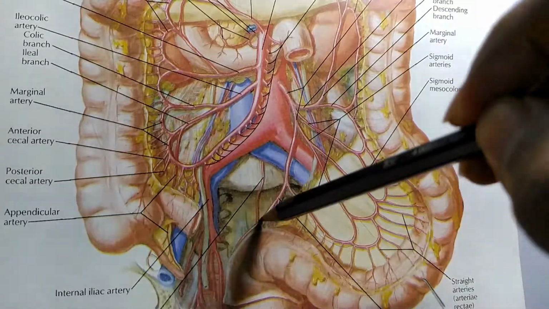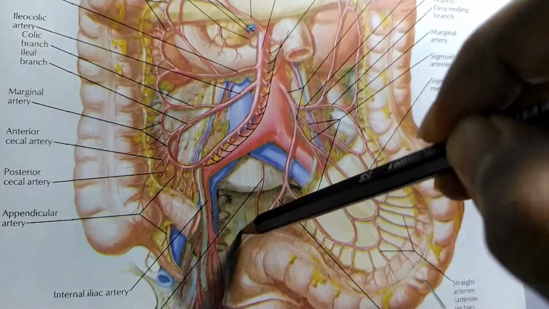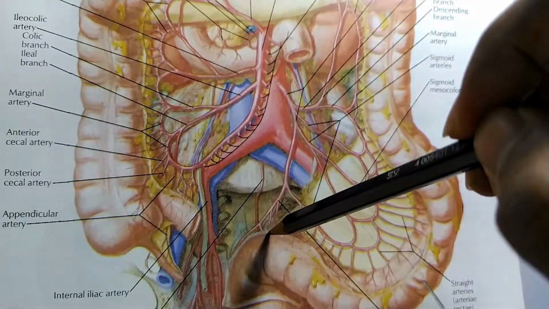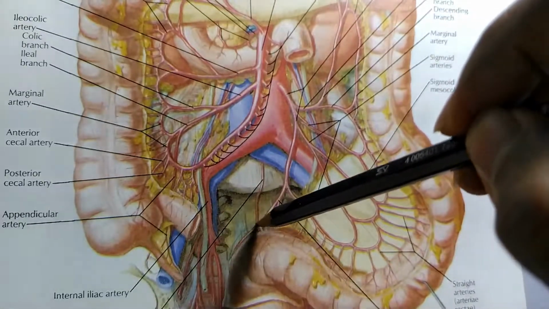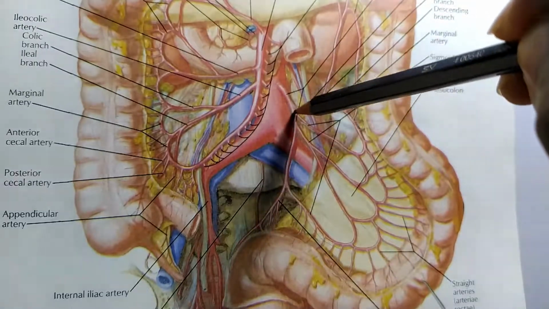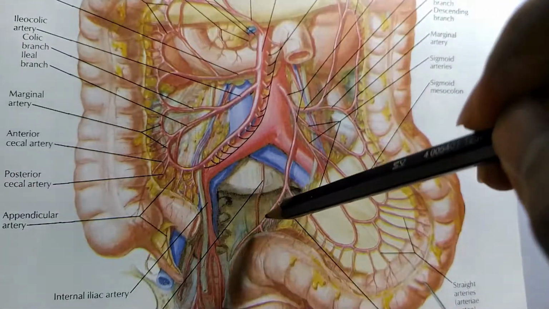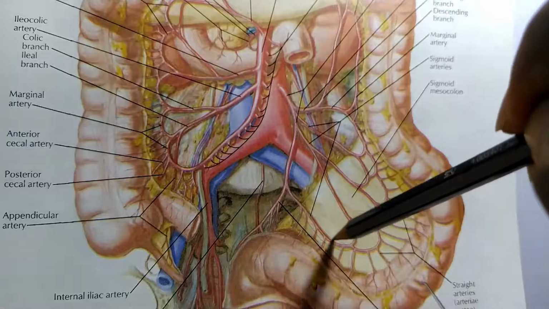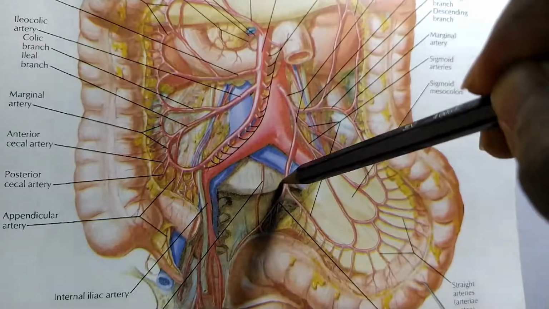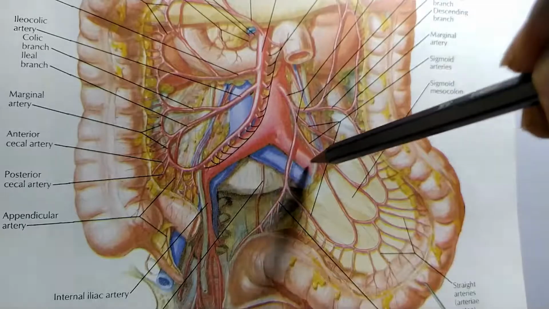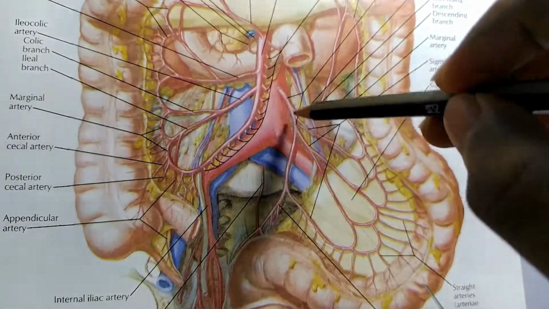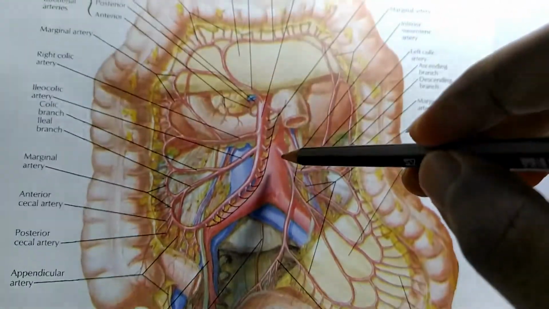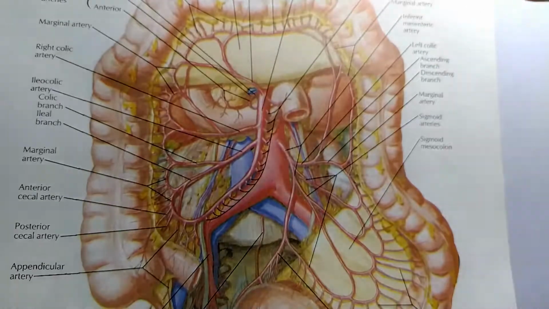The superior rectal artery supplies the rectum. Okay, it is a portal branch, portal supply. It also arises from the inferior mesenteric artery. Sometimes this artery can be connected with the sigmoid arteries. Okay, it is also connected to the sigmoid arteries, but all the branches originate from the inferior mesenteric artery. So that is all about the arterial supply.